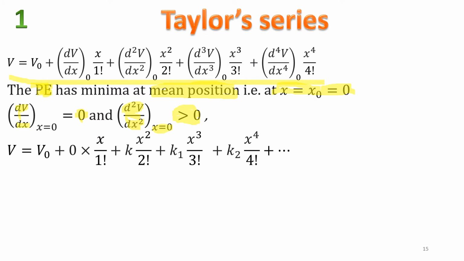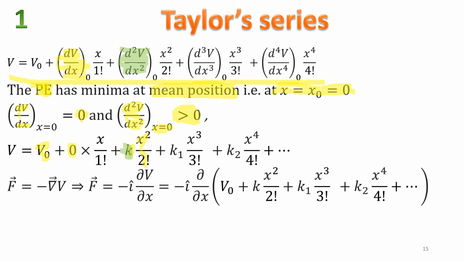So here we have V is equal to V0 plus this has vanished. So this is 0 because potential energy has minima at the mean position, plus k into x square by 2. So here k is being replaced. So I want to replace this second order derivative d2V by dx square by k.